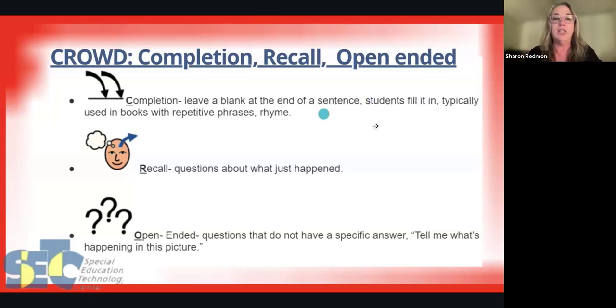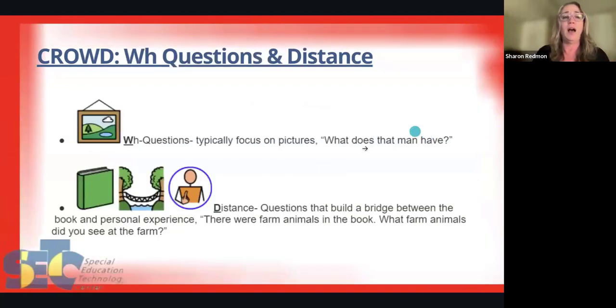So we have completion, right? Leaving that blank and blank ending, complete the sentence, kind of that recall about just what just happened. Open-ended questions, which depend on what they're seeing, part of the picture. And the WH questions, right?